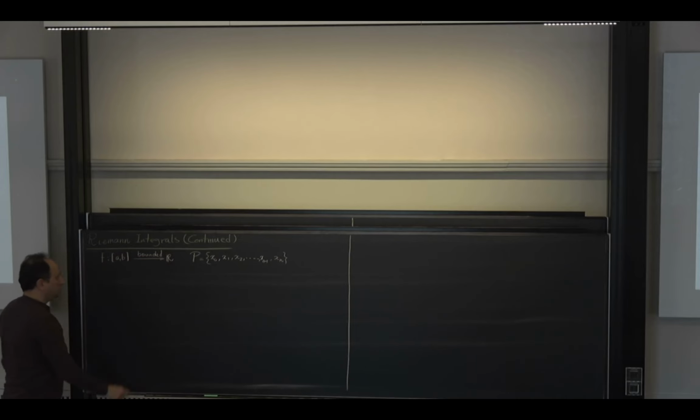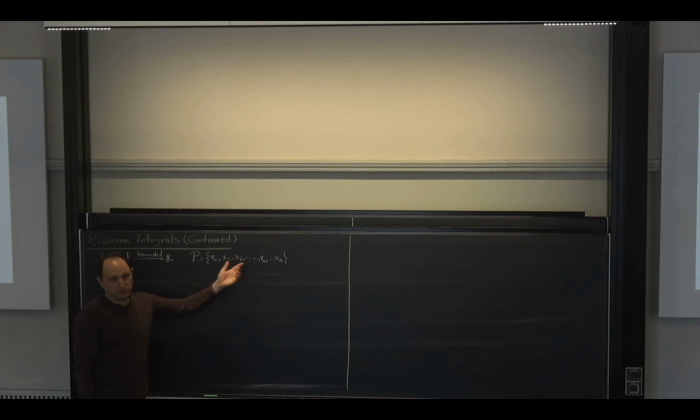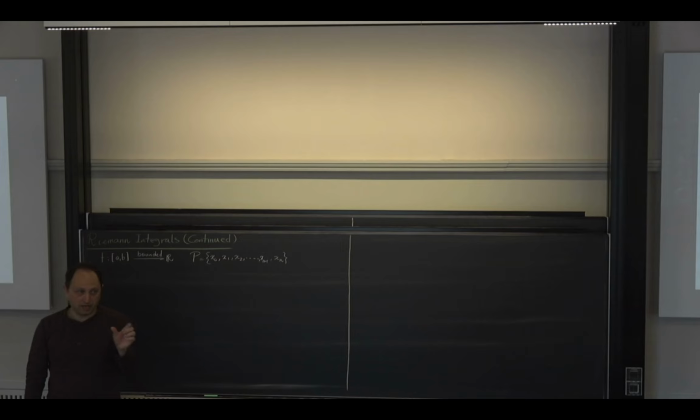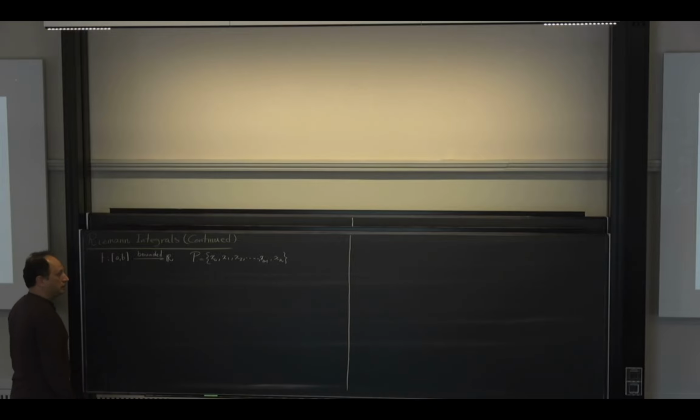For any partition that you choose for a and b, of which we have infinitely many, one of them has a special place, and that is the regular one. The regular one means that you choose these intermediary points in a way that the length of each subinterval is exactly the same. But in general, you don't have to work with regular partitions. So then what do you have?